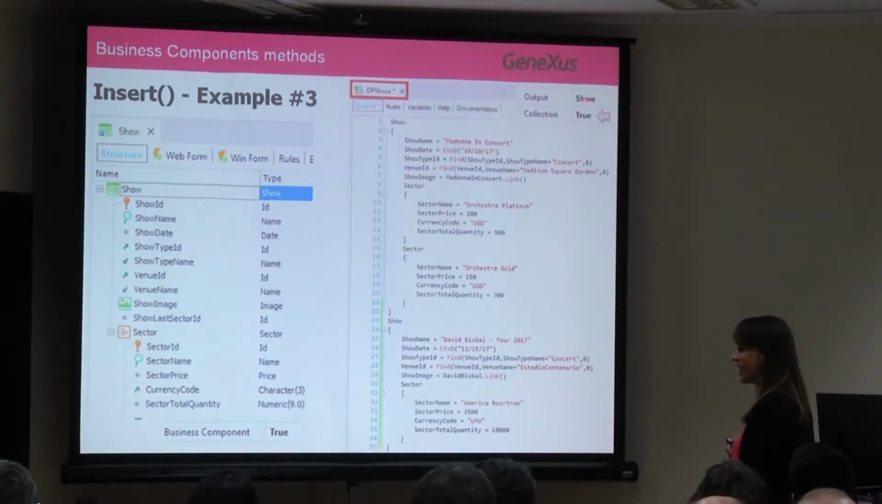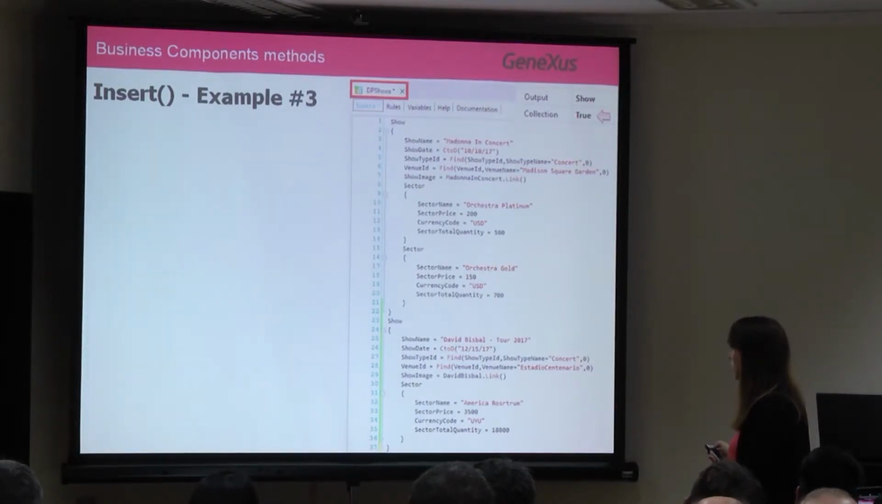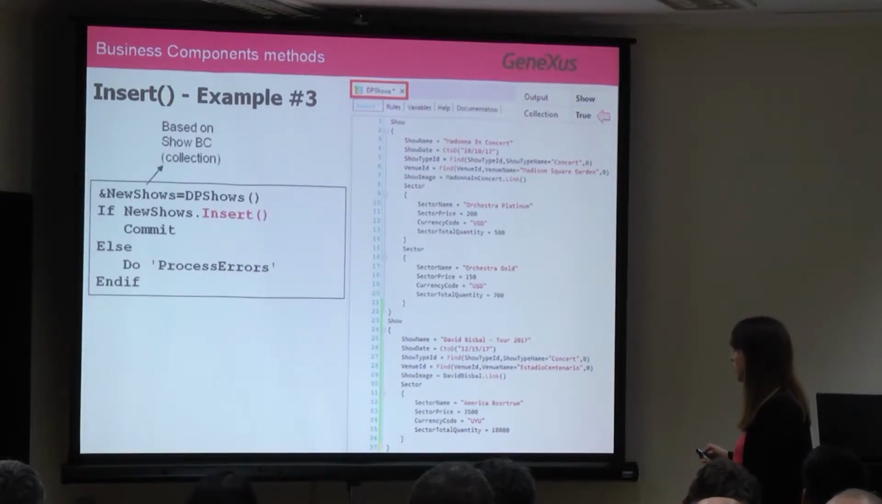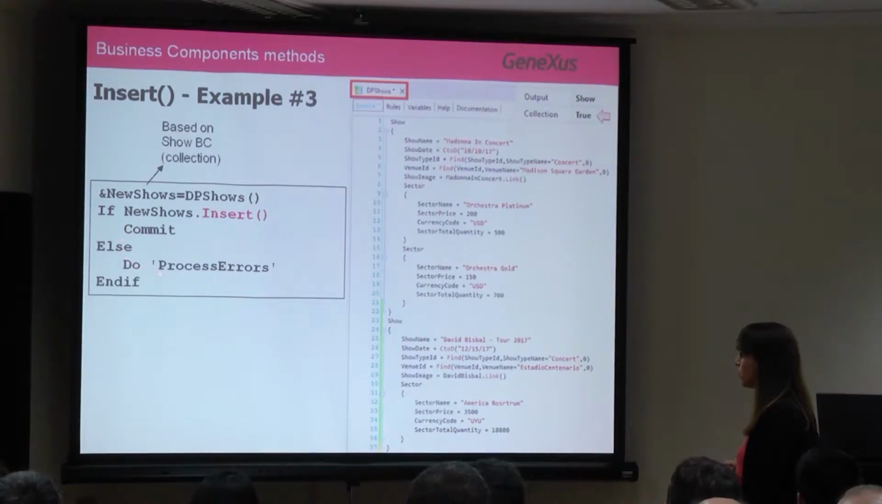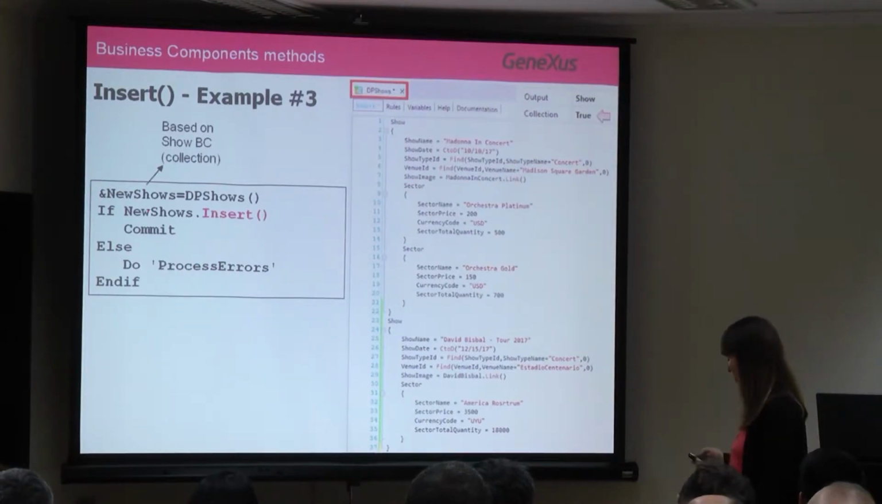true, because when I dragged the transaction, it understood that it had to scale 1 show, and here it's going to return n. And when I invoke the data provider, I have this new variable, which is a business component in the variable collection. I have the whole collection of shows that I uploaded, and this is very easy to read, easy to manage, and then I apply the insert, and if everything went well, commit, or otherwise I process the errors.